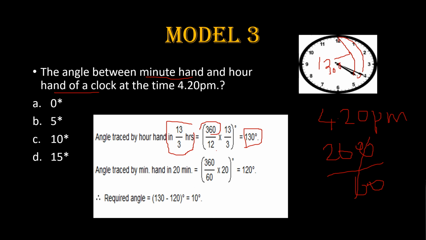And next you have to calculate for the minute hand. So the angle traced by the minute hand, you can go by our method. So we know that for 1 minute the minute hand will go 6 degrees, and for 20 minutes the minute hand will go 120 degrees. So the minute hand will go 120 degrees. So subtracting these two, you will get the angle between the two hands. So 130 degrees minus 120 degrees gives you 10 degrees.